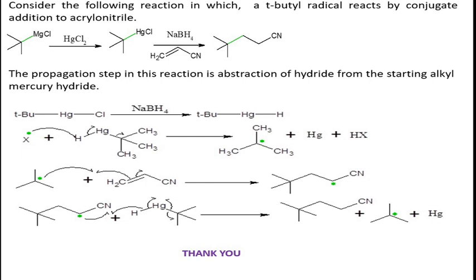I repeat one point again. In most of the reactions, the most preferred reagent for carbon-carbon bond formation, either intramolecular or intermolecular, is tributyl tin hydride. I hope that you have understood this point: intramolecular carbon-carbon bond formation and intermolecular carbon-carbon bond formation by using tin hydride and mercury hydride. Now we stop here. Thank you.